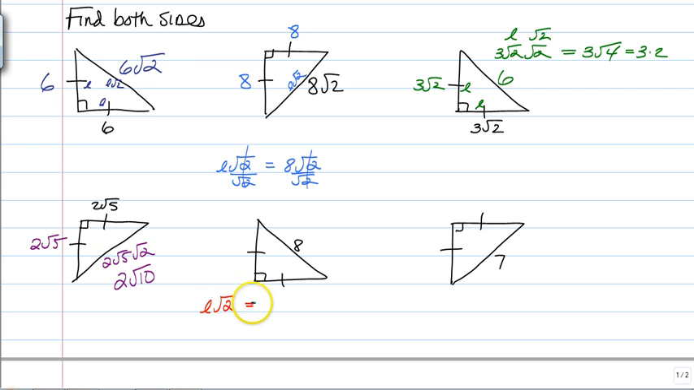L root 2 is equal to 8. This is my L root 2 side. It is equal to 8. So you have to solve for L. So you need to divide both sides by the square root of 2. So that's going to give me L equals 8 divided by the square root of 2. You should remember you're not allowed to have a radical in the denominator, so that becomes 8 root 2 over 2. But of course, 8 divided by 2 is 4 root 2.